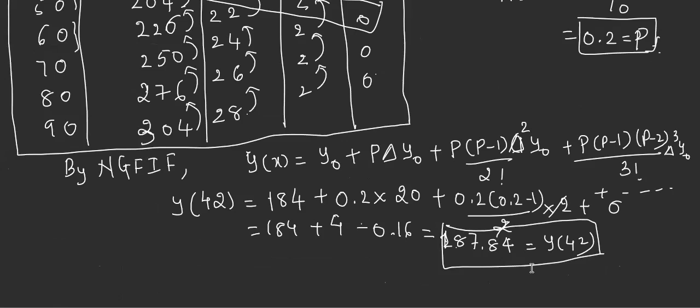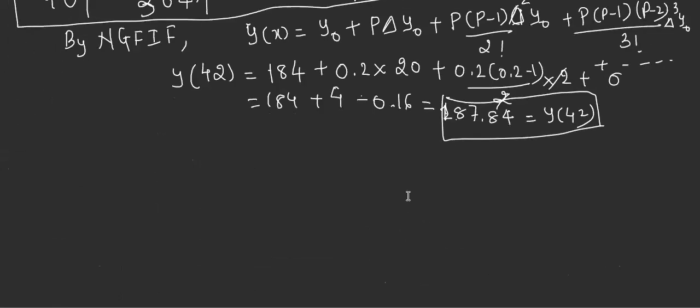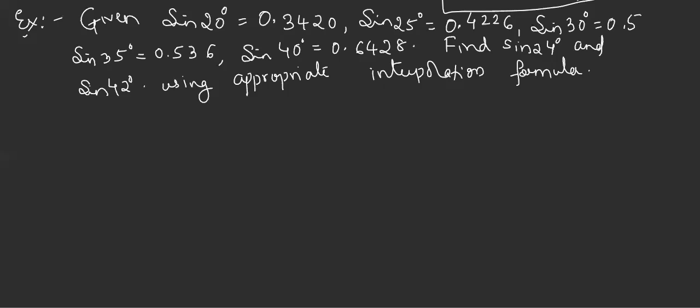I'll give you one problem. You only tell me how to solve it. Just 1 second. We have a question here where sine 20 degree, 25 degree, 30, 35, 40 degree are being given. They have asked us to find two values, sine of 24 and sine of 42, not by using a calculator, but using the appropriate interpolation formula. Confirmation can be done from the calculator.